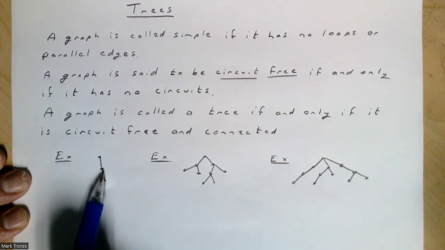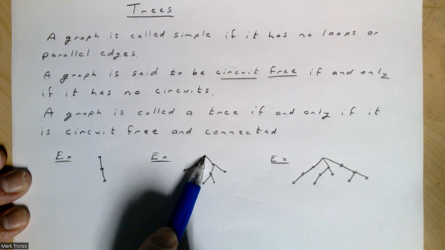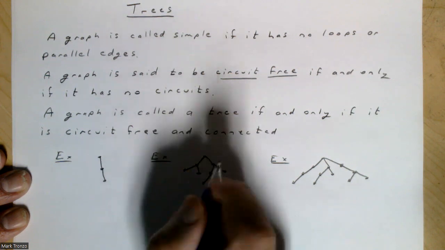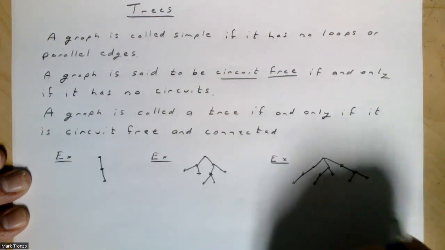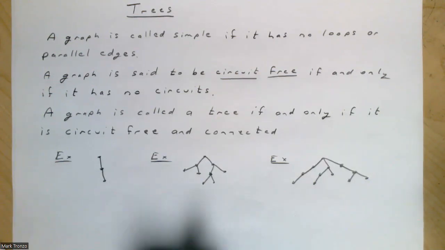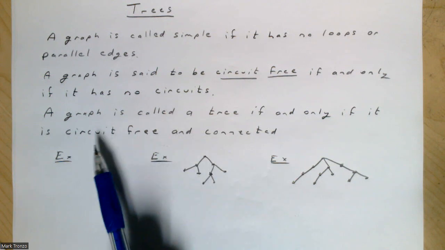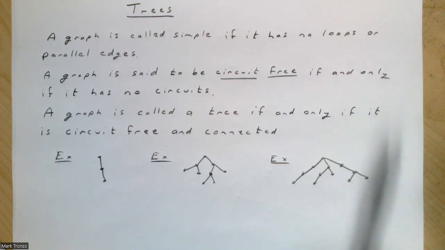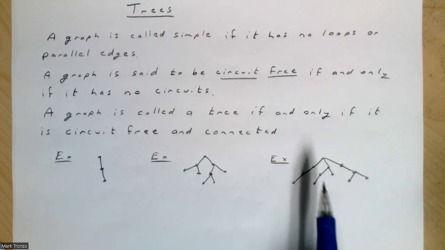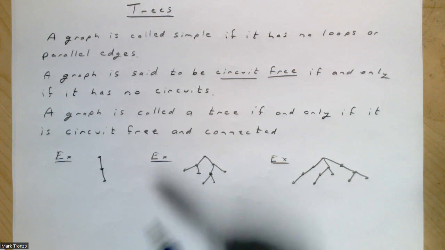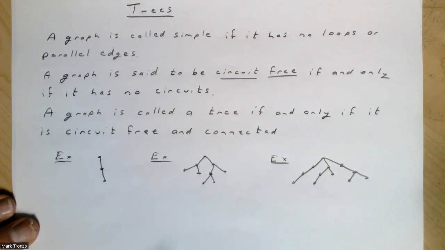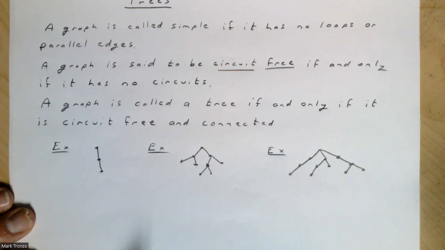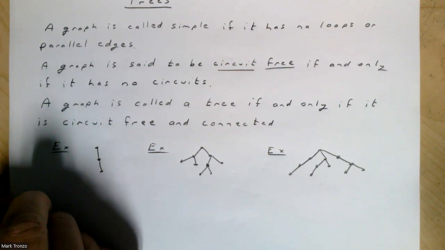We have these vertices, the dots, and the straight lines of the edges. You can't have a circuit. It has to be circuit free, and it has to be connected. If it's not connected, or if you have a circuit, it's not a tree. And they also have something called a forest, which we probably won't use too much.